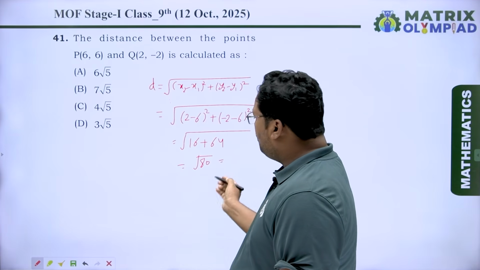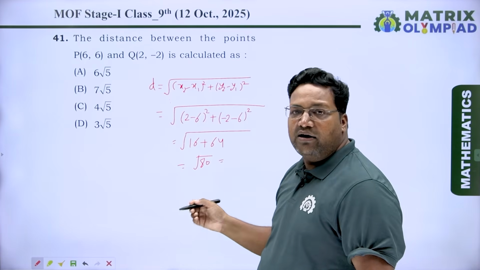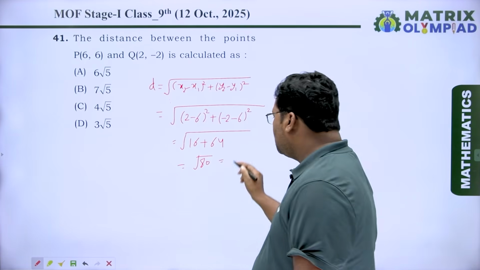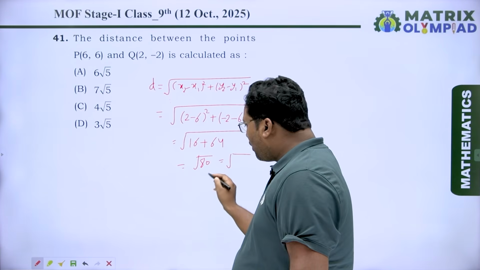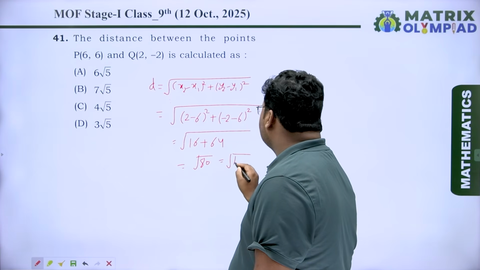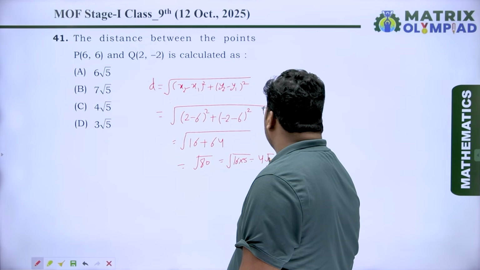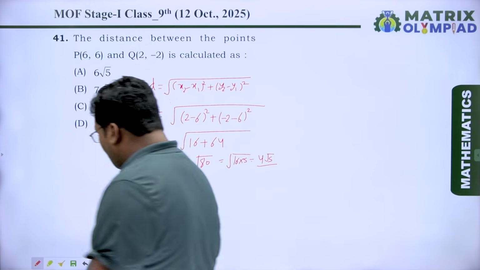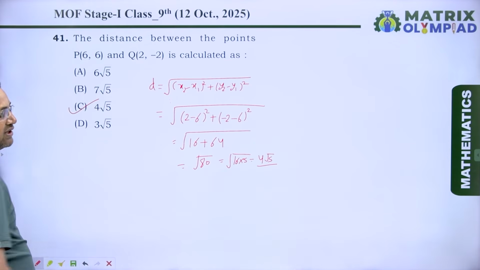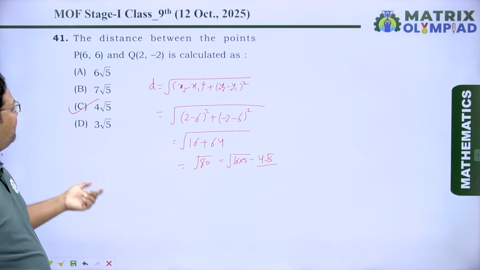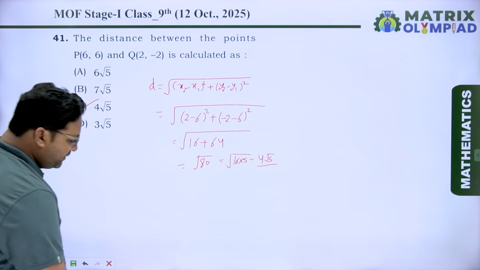Now we have to convert this surd into a mixed surd form. So we have to factorize this 80. So 80 is 16 into 5 and the square root of 16 is 4. So it is 4 under root 5, which is in option C. So the distance between these 2 points is 4 under root 5, which is in option C. So option C will be the right answer.